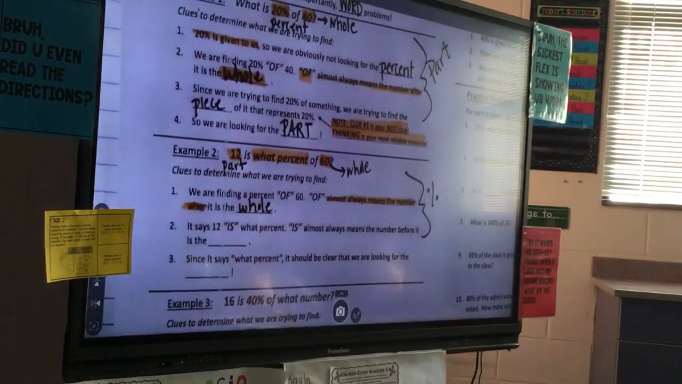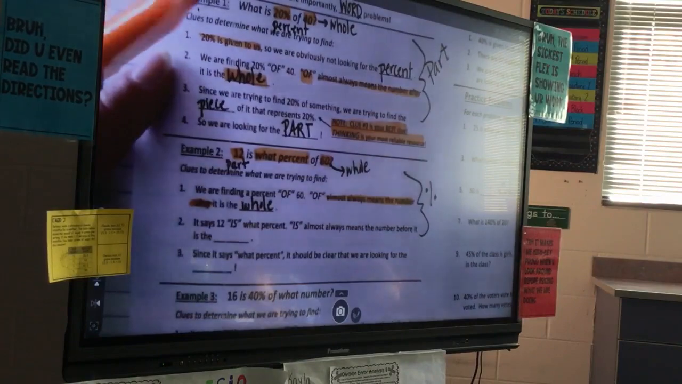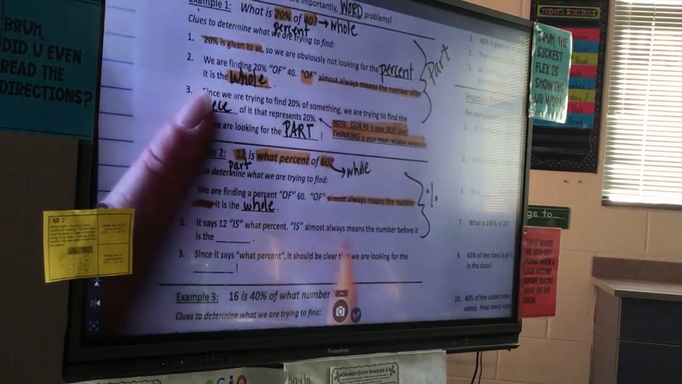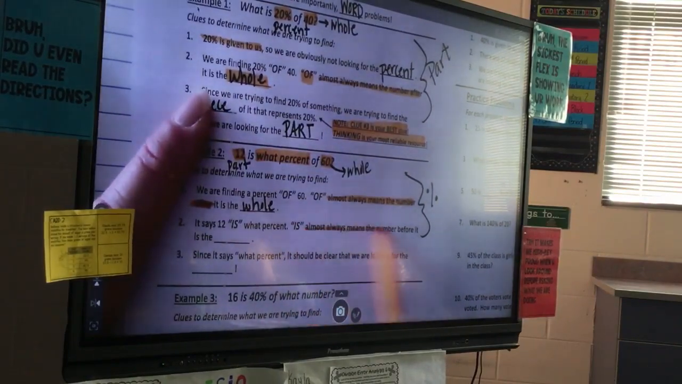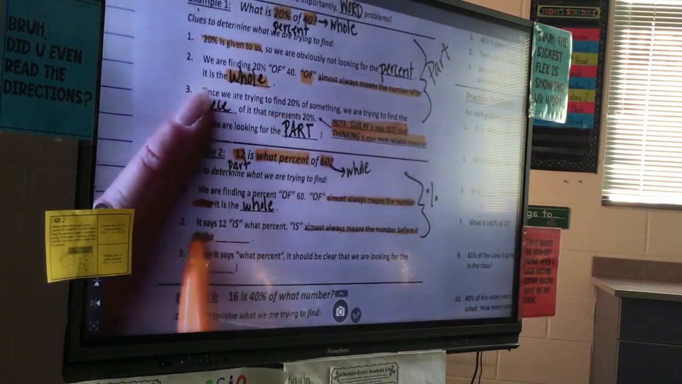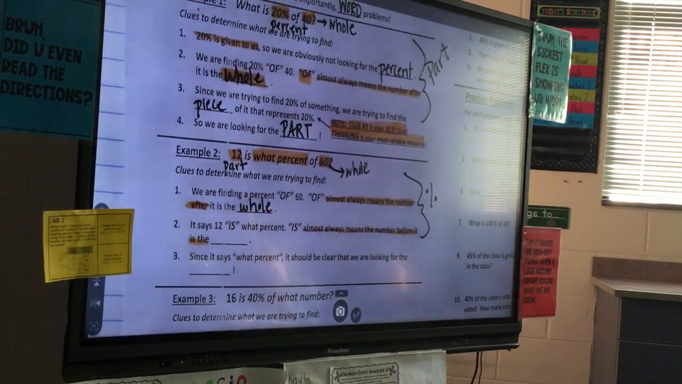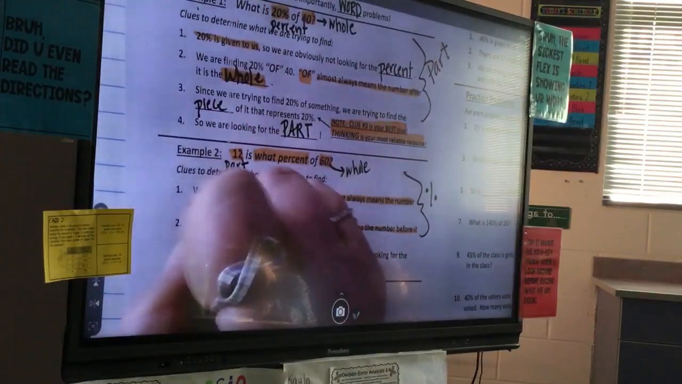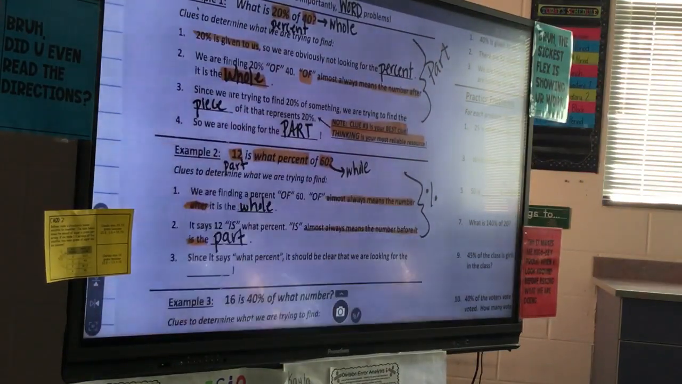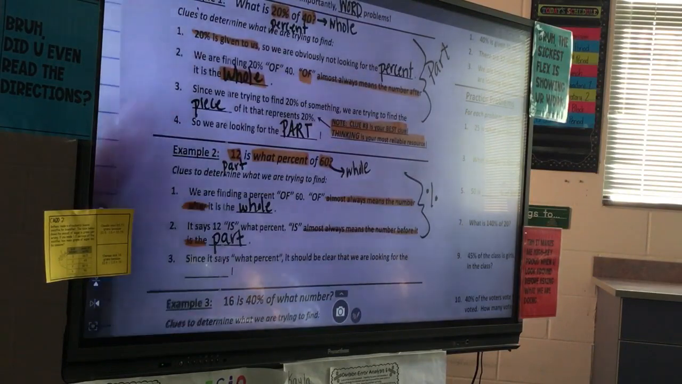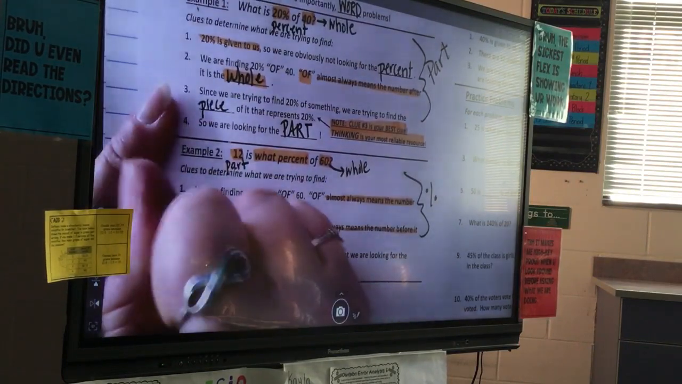It says 12 is what percent? "Is" almost always means the number before it is the, what do you think? Zachary? Yes. Since it says what percent, it should be clear that we are looking for the percent.